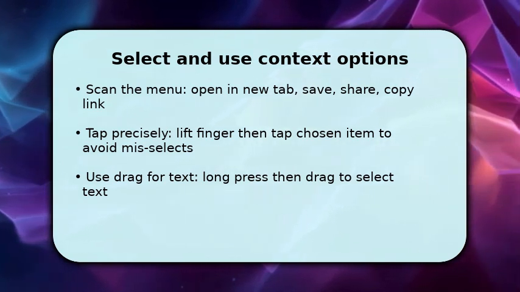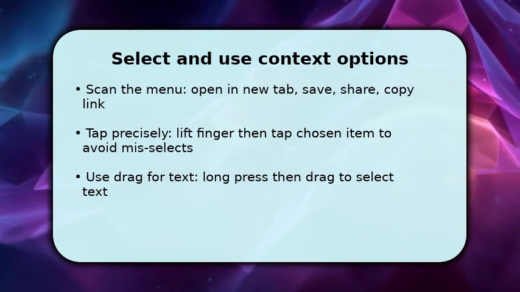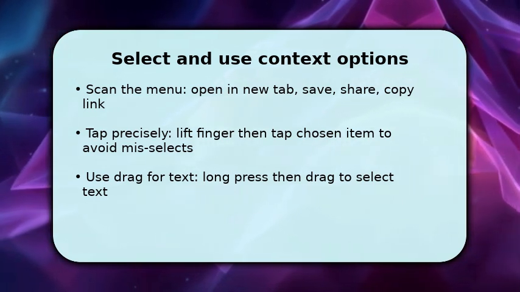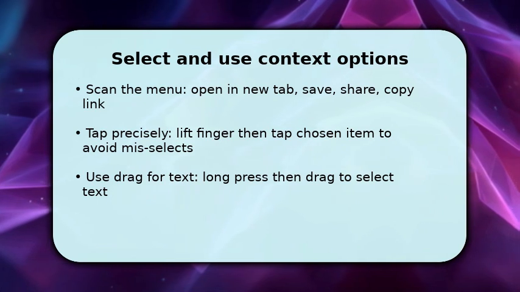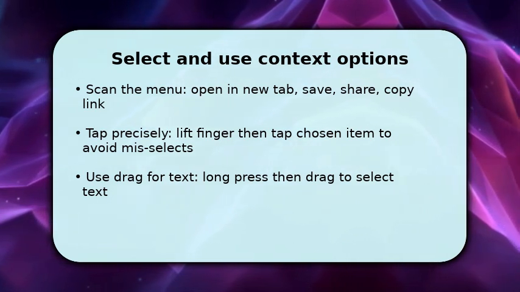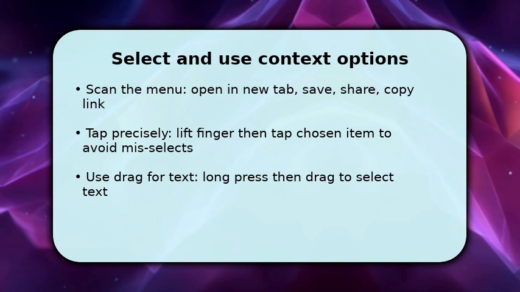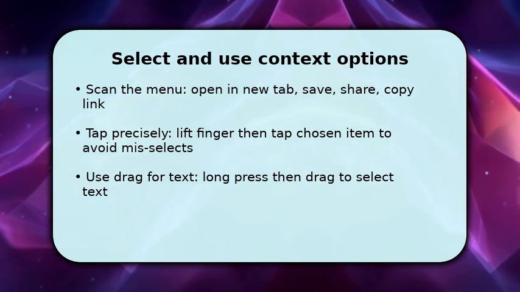For text, long press to enter selection mode, then drag the handles to adjust the range. That's how you copy or look up words. If multiple menus are available, some apps use submenus. Tap to expand, and then choose the final action.